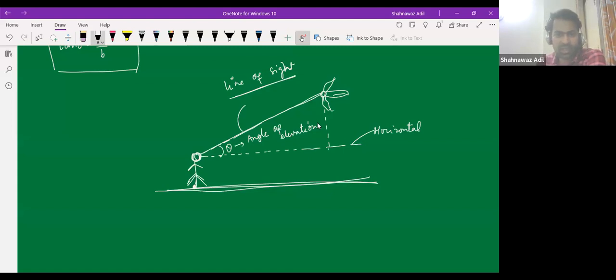Is this clear, Rifa? Yes, so basically, when the person is looking up at the object, it's called the angle of elevation. The person may be on the ground or on a roof. First we have to figure out the line of sight and the horizontal, and if we are looking above the horizontal, that is the angle of elevation.